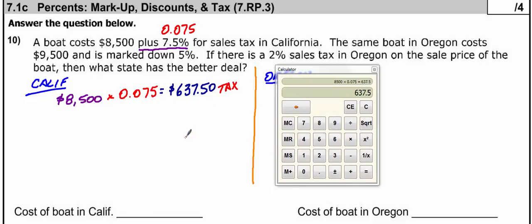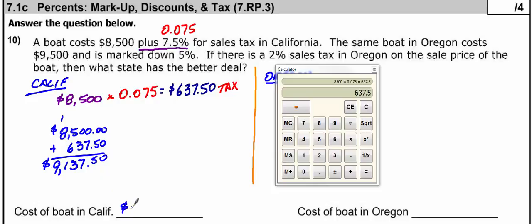That's not the final cost of the boat, that's just the tax. Tax is always added to the cost of something. So our next step is to have $8,500 plus $637.50. So 0, 5, 0 and 7 is 7, 0 and 3 is 3, 5 and 6 is 11. Carry a 1, bring a 9 down. If you buy that boat in California with the tax, it will cost $9,137.50. Will that be more or less than Oregon?